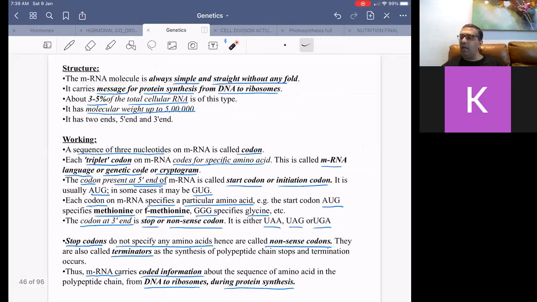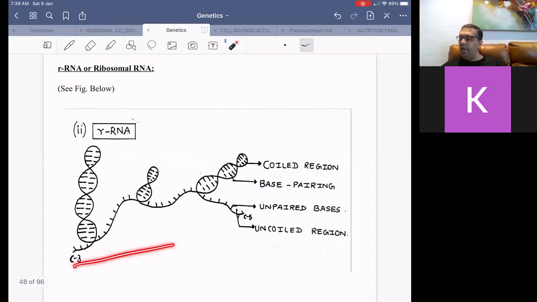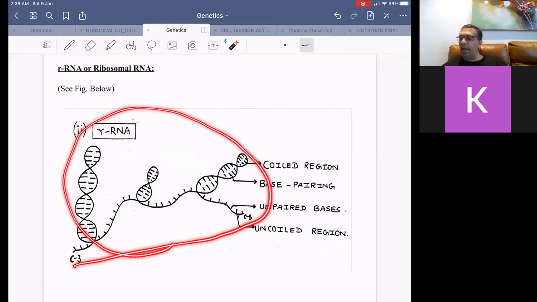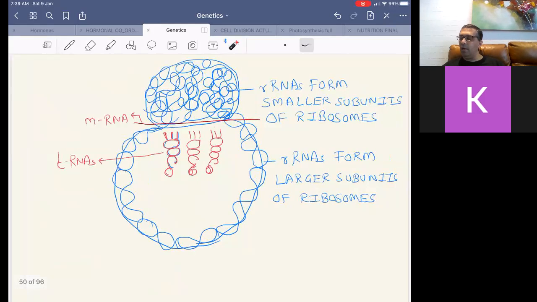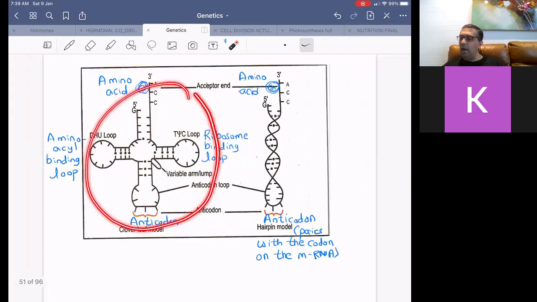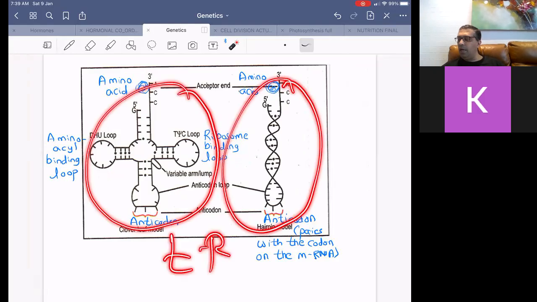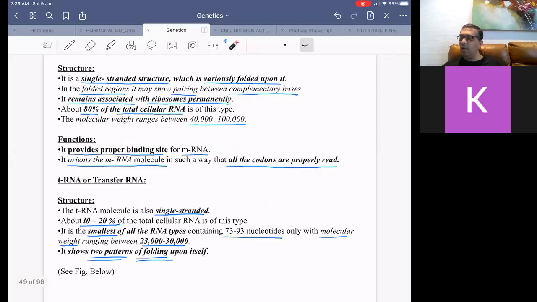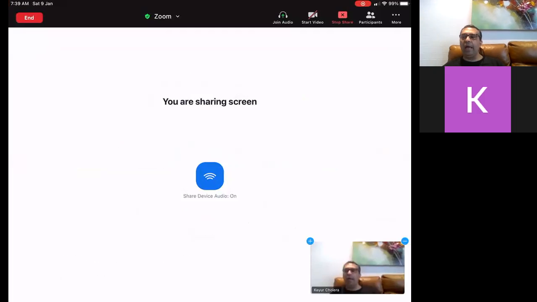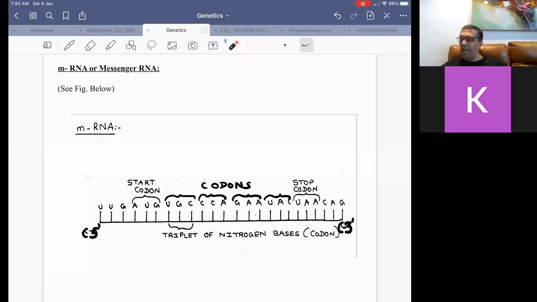rRNA and tRNA are folded. This is tRNA. It is folded. rRNAs are folded. mRNA is without any folds. So as we're seeing, mRNA is linear without any folds.